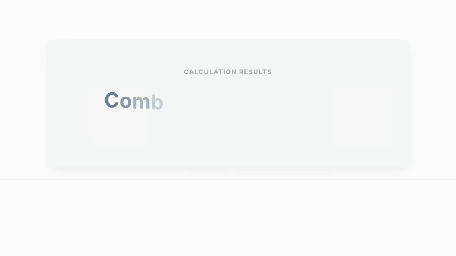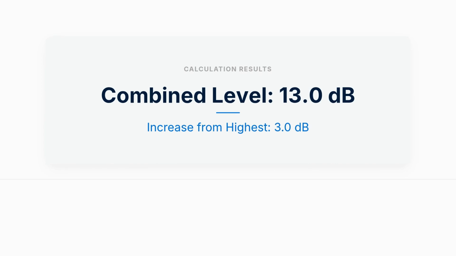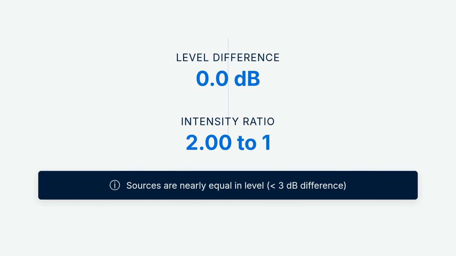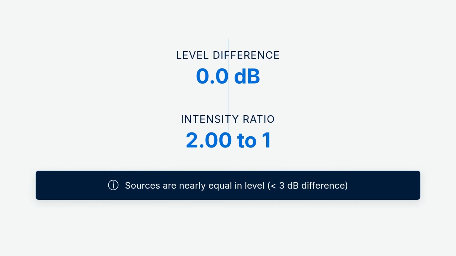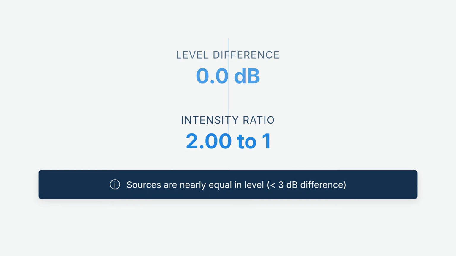After clicking Calculate, the results show a combined level of 13.0 dB with an increase from highest of 3.0 dB. The calculator also provides a level difference of 0.0 dB and an intensity ratio of 2.00 to 1. Notice the helpful note indicating that sources are nearly equal in level since the difference is less than 3 dB.